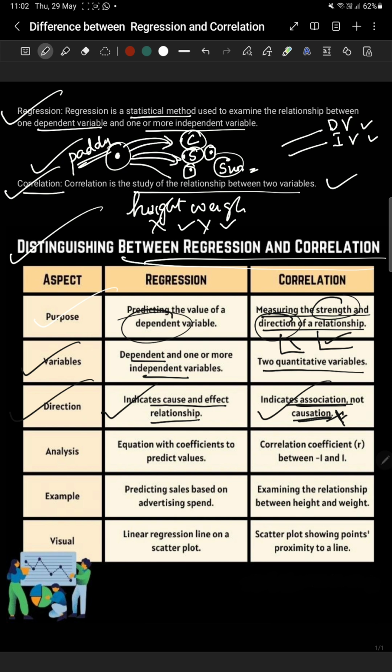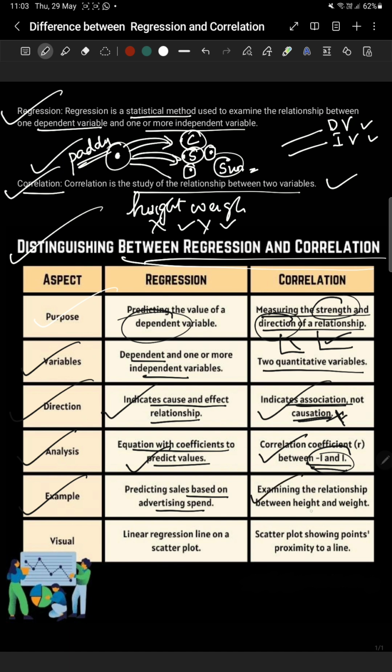Then coming to analysis: regression uses an equation with coefficients to predict values. Here you predict the future, based on my past sales, this will happen in the future. In correlation, the correlation coefficient lies between -1 and +1. Example for regression: predicting sales based on advertising spend.